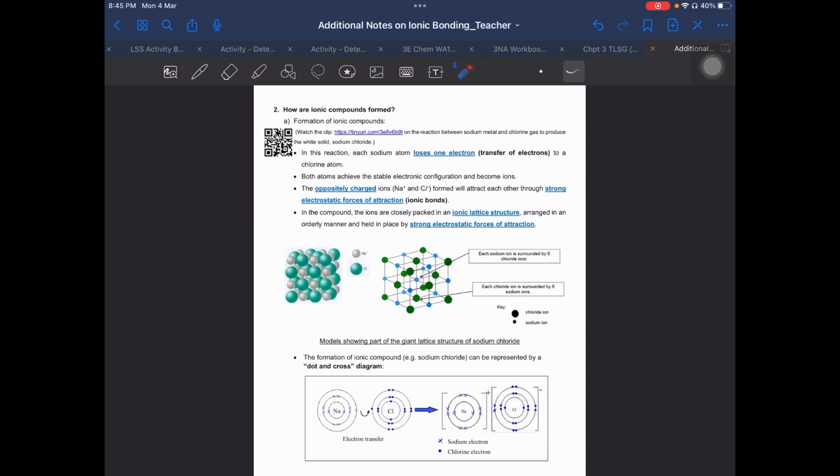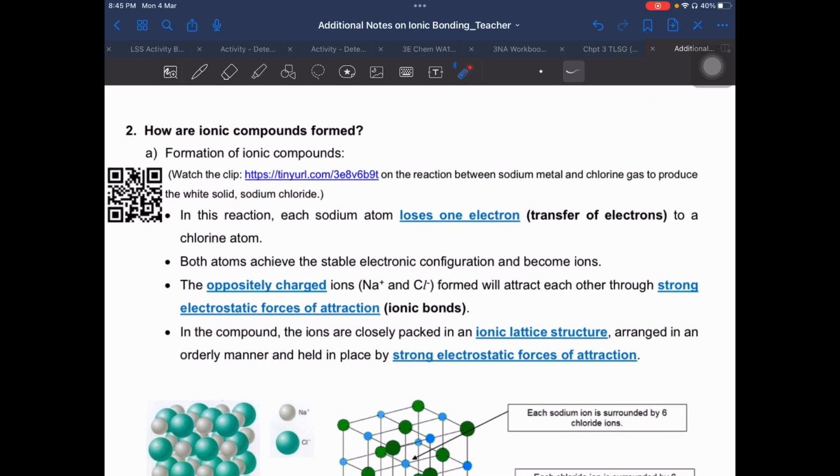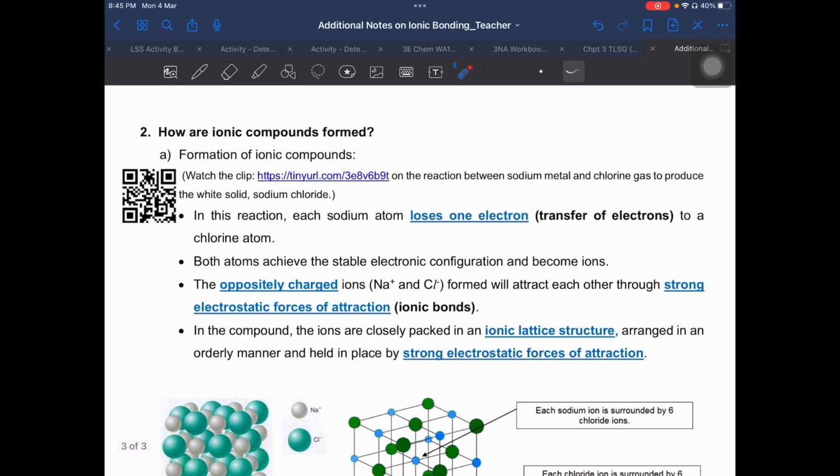When it comes to the formation of ionic compounds, this is when things get a bit interesting. If you are curious to look at what exactly happens when a reaction takes place, you can scan this QR code, or click on this link to take a look at the reaction between sodium metal and chlorine, and how they come together to form sodium chloride. But in this video, what I want to talk about is the electrons, the drawing, and how and what actually happens when ionic compounds are formed.